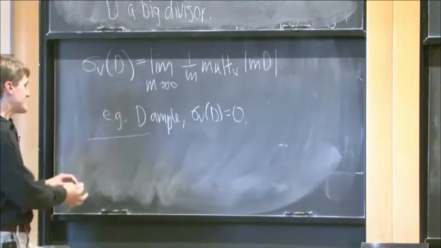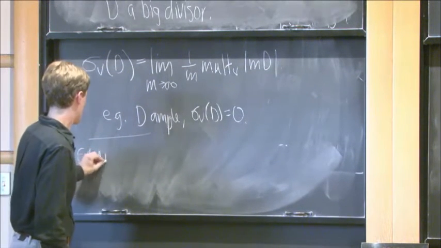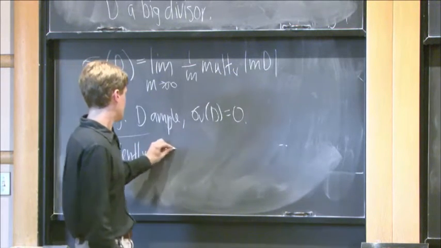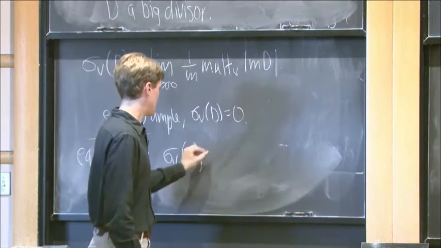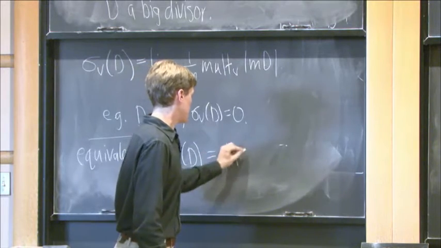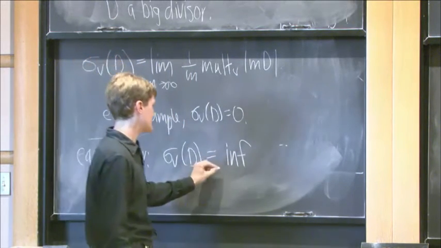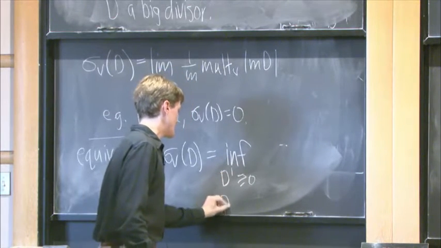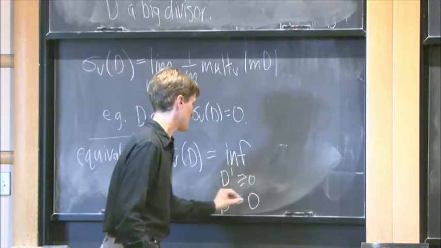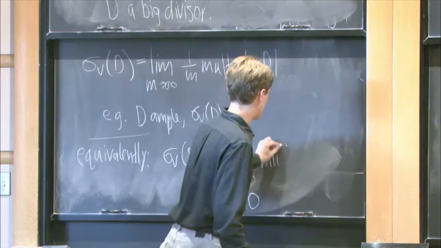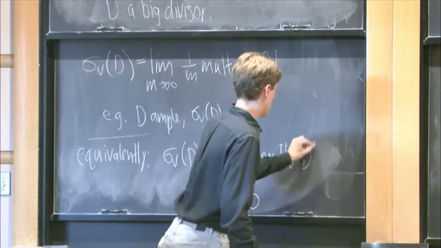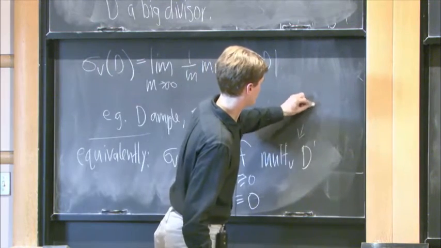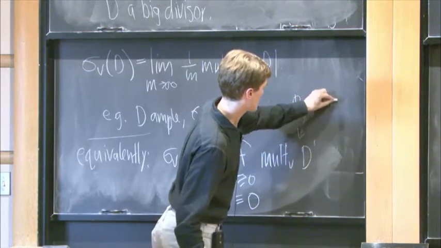And an equivalent way to say this is that sigma_V of D is going to be the infimum over all effective divisors D' that are numerically equivalent to D of the multiplicity along V of D'. But D' is allowed to be an R-divisor here, or a Q-divisor.